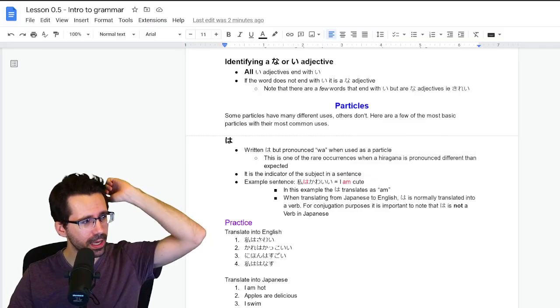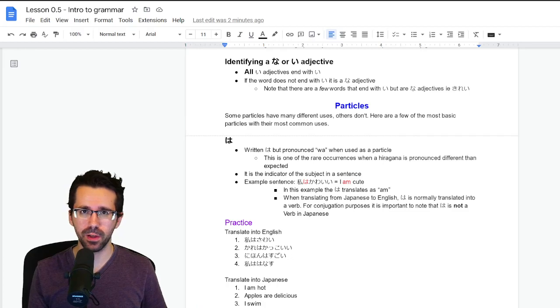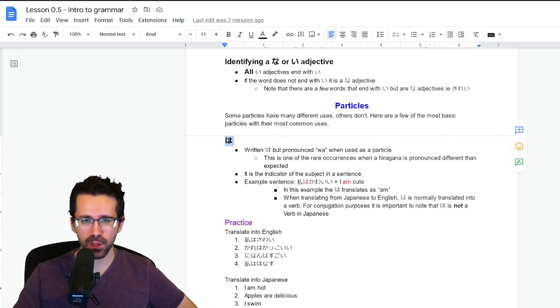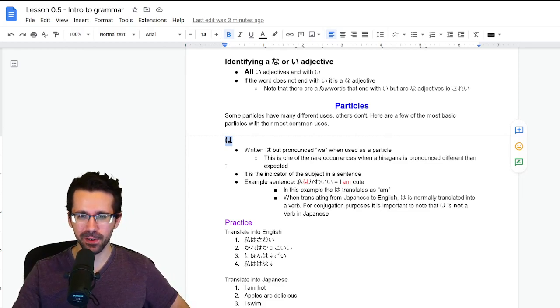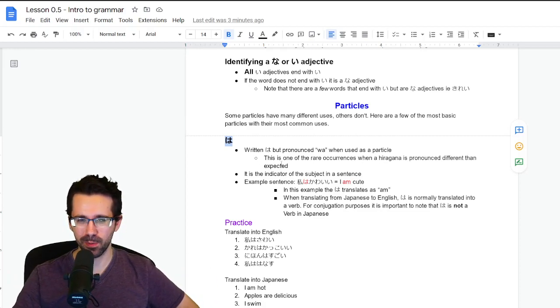So we're going to be looking at lesson 0.5 of my textbook. If you have access to my textbook, you're welcome to follow along, and a version of that will be available down below. So again, looking at the particle wa, it is the first particle to start with, but there is a little bit of a difficult part to it, in that the particle wa is actually written with the hiragana character ha. Now that is, of course, very confusing. The good news is this doesn't happen very often. In fact, it almost never happens in Japanese, but it does happen here right at the very beginning with our first particle.